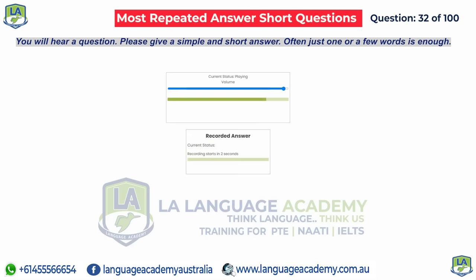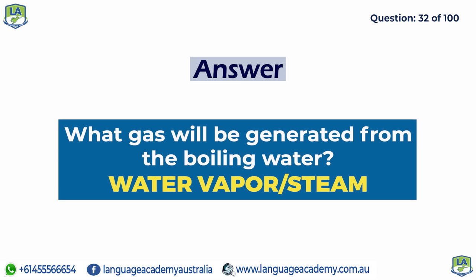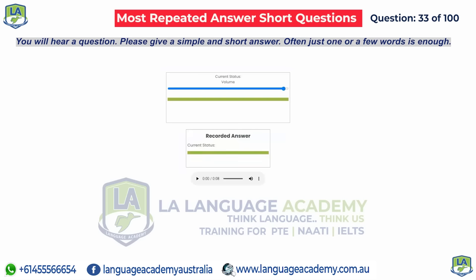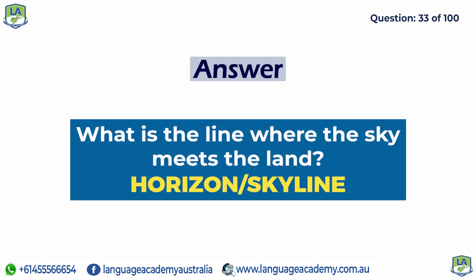What gas will be generated from the boiling water? Water vapor, steam. What is the line where the sky meets the land? Horizon, skyline.